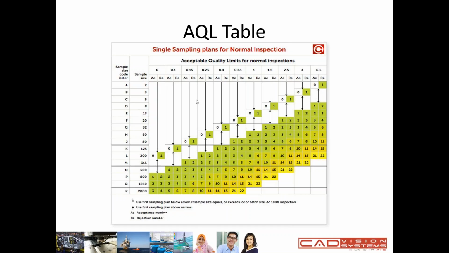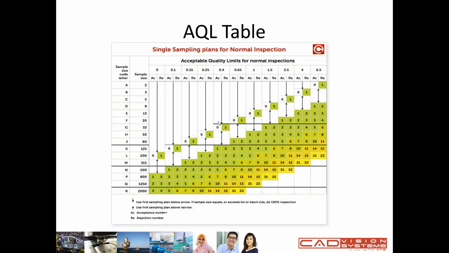On the left-hand side, the 1 is for AC, which means acceptance number, while the 2 is for RE, which means rejection number. So for 2.5% major defects in row L, we can only have 1 major defect. If you get 2 major defects, the whole thing will be rejected.